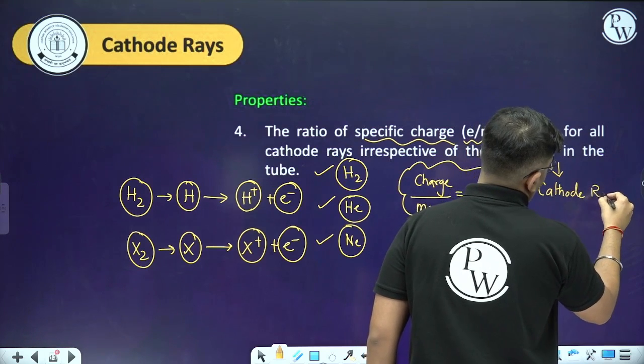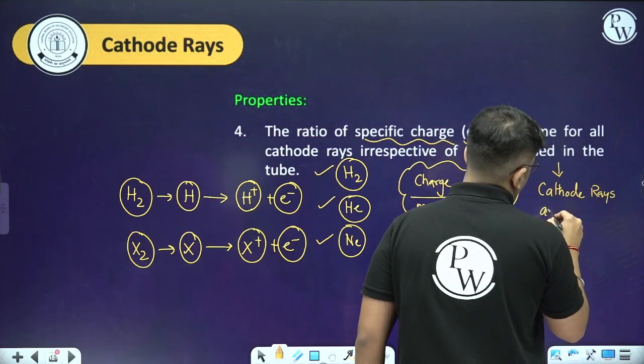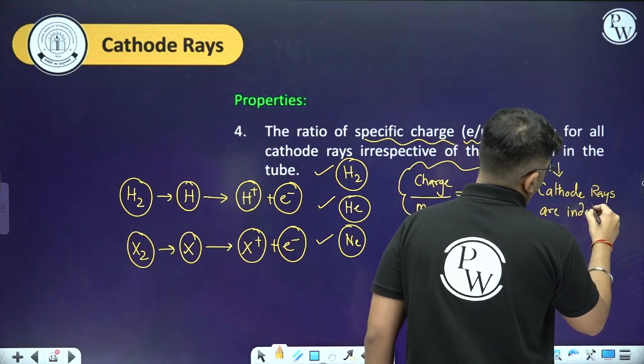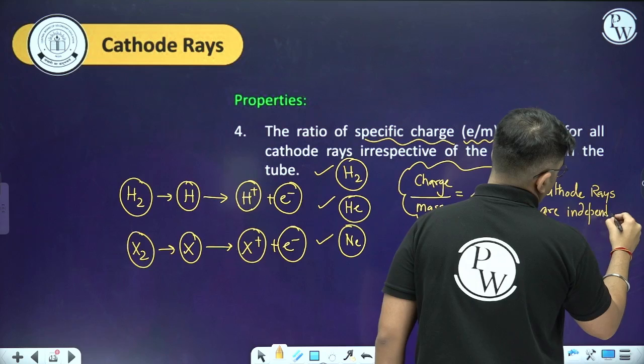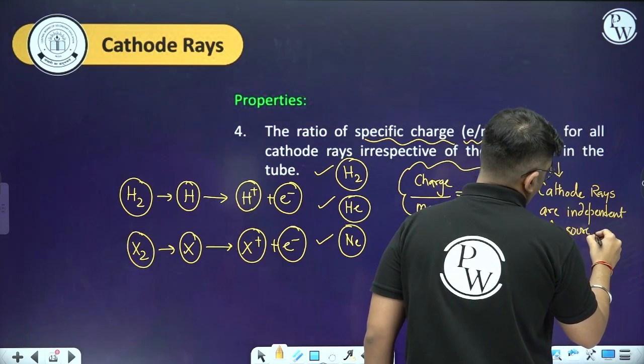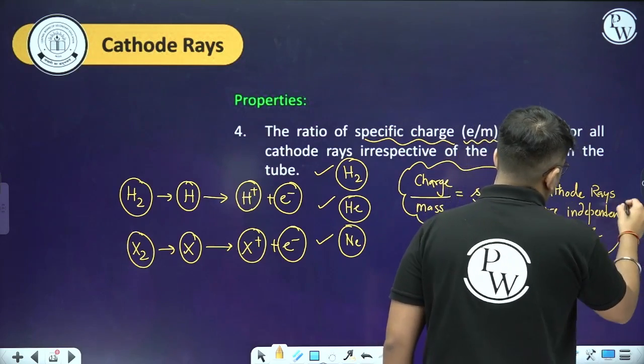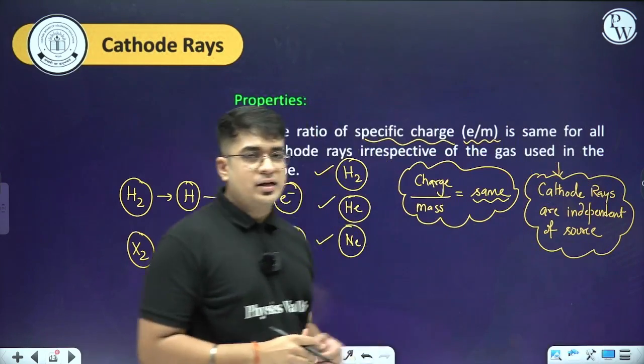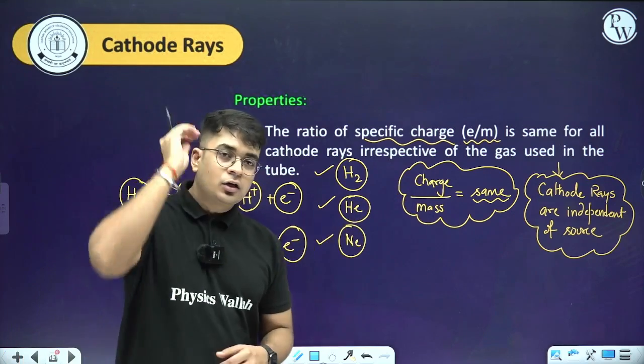So cathode rays are independent of the source, okay, which shows that their charge to mass ratio is going to remain constant.